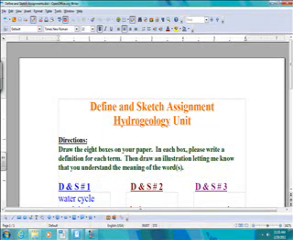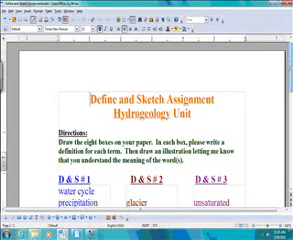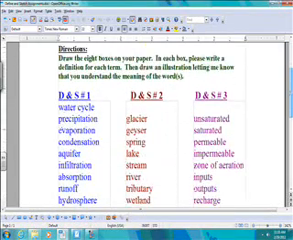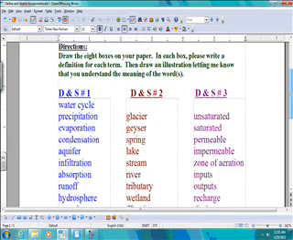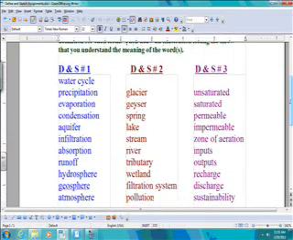All right, so define and sketch assignment, hydrogeology unit. We're going to have 3 define and sketches. And just make sure that you have all of these written into your book. We spent some time Monday writing them down. I just want to make sure that you guys have this. The first define and sketch, number 1: water cycle, precipitation, evaporation, condensation, aquifer, infiltration, absorption, runoff, hydrosphere, geosphere, and atmosphere.